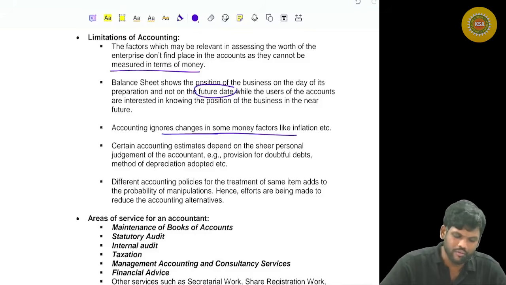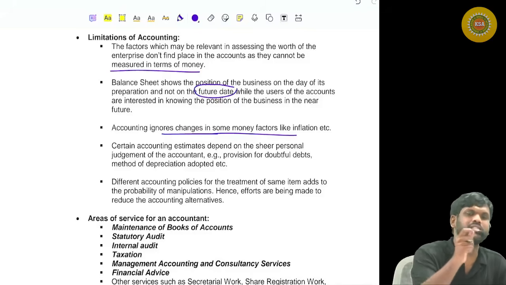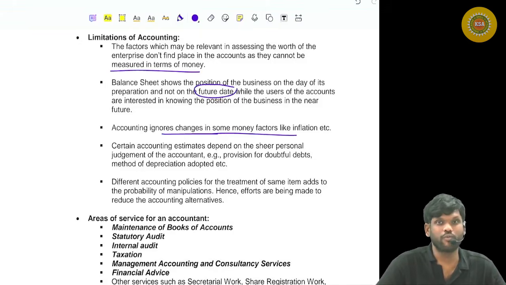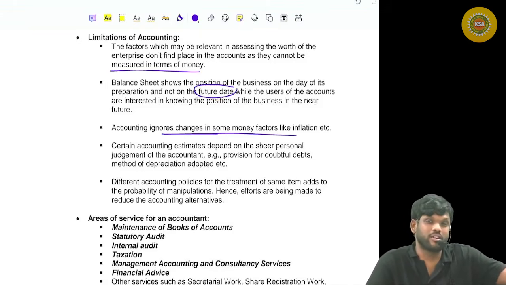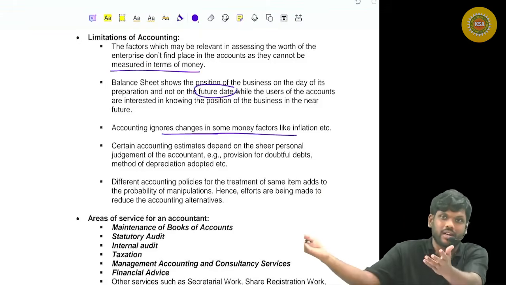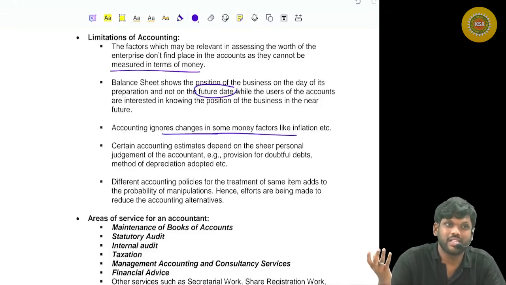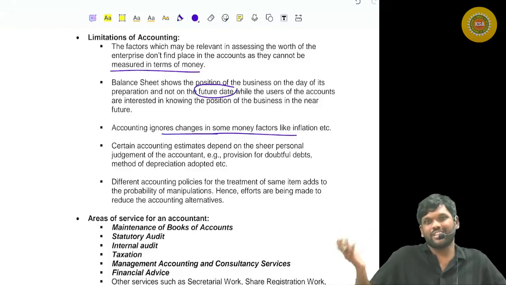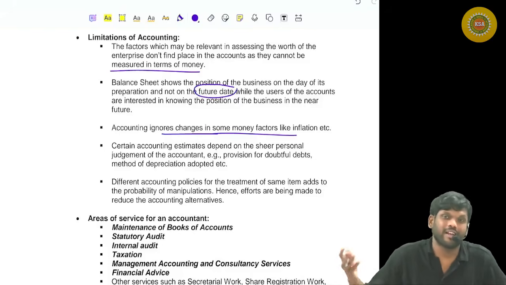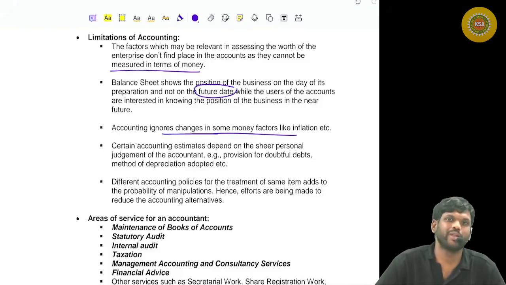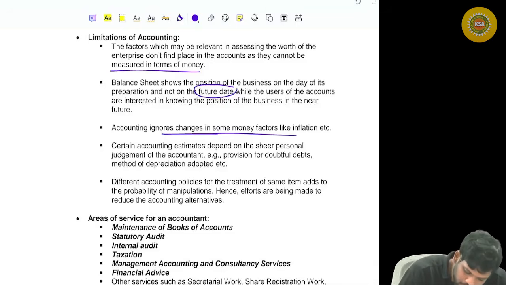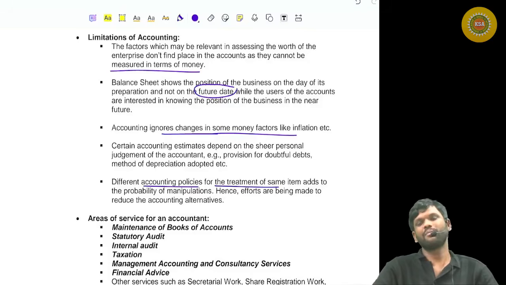And in accounting, for certain areas, a lot of personal judgment is required. For example, you would have learned something called provision for doubtful debts. In few sums it will be 10% of debtors, in some sums it will be 5%. Sir, who will decide that percentage? It is only judgment. So when there is personal judgment, I can do as I like, if I like, 1% or 10%. So such personal judgment is also there. So that is also one of the limitations. And lastly, there are also different accounting policies for the treatment of same items.